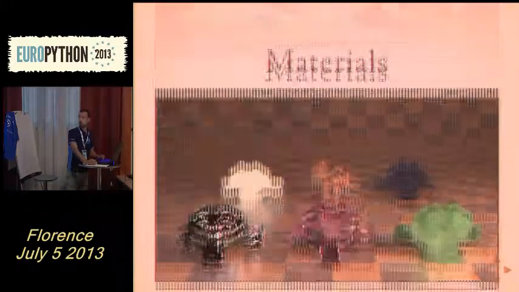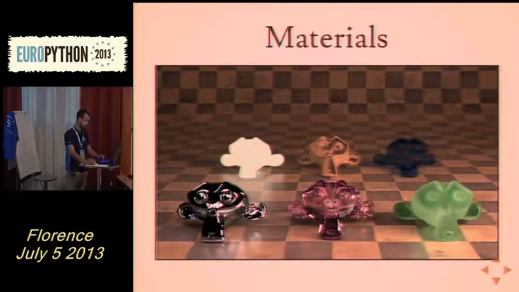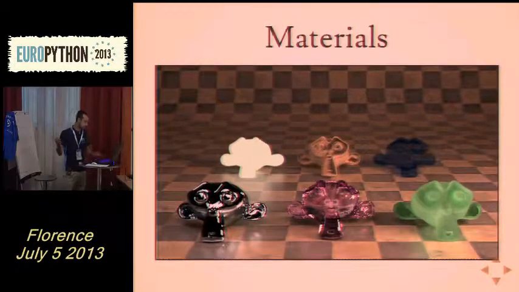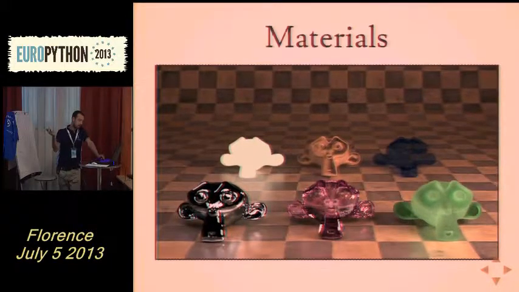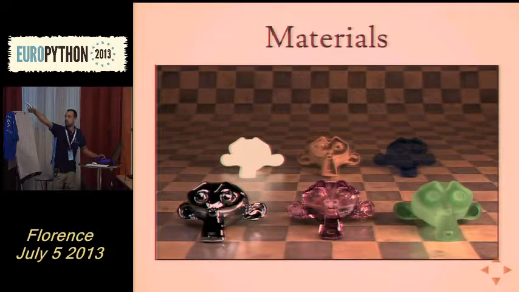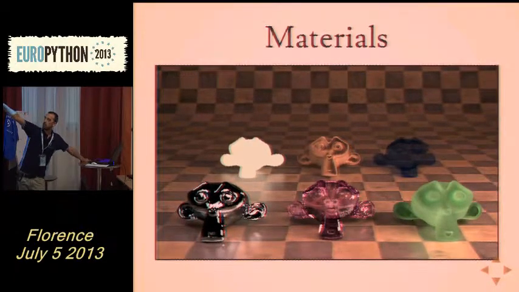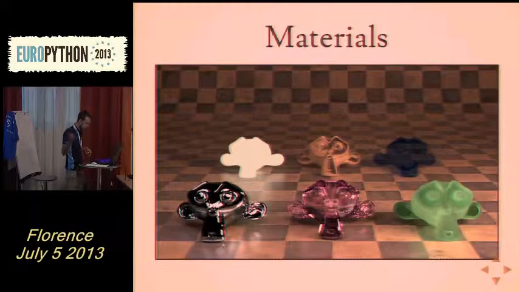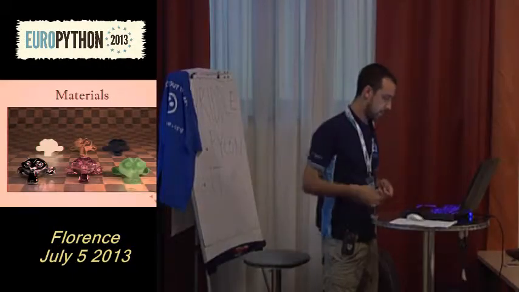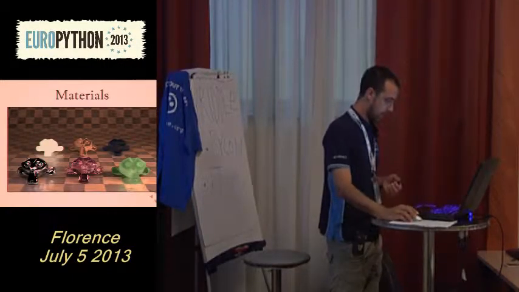And you need, of course, materials to control the appearance of your object. These are examples of very basic materials, like, for example, glass, reflective and translucent materials, emission materials, which is light, of course. This one is a very strange one. It's called velvet surface. And you can use it for stuff such as clothes, for example. And then you have transparent material.